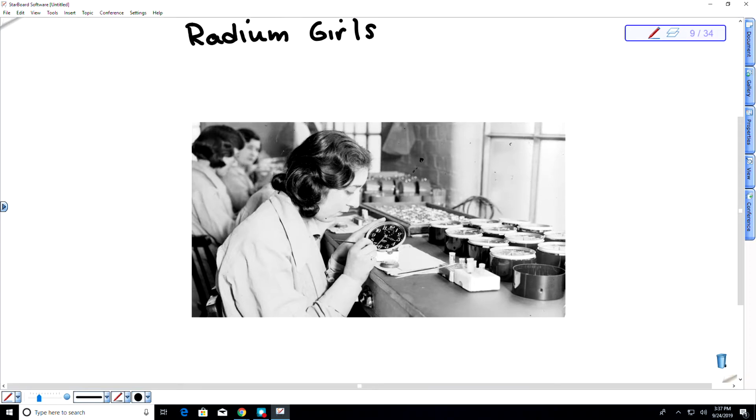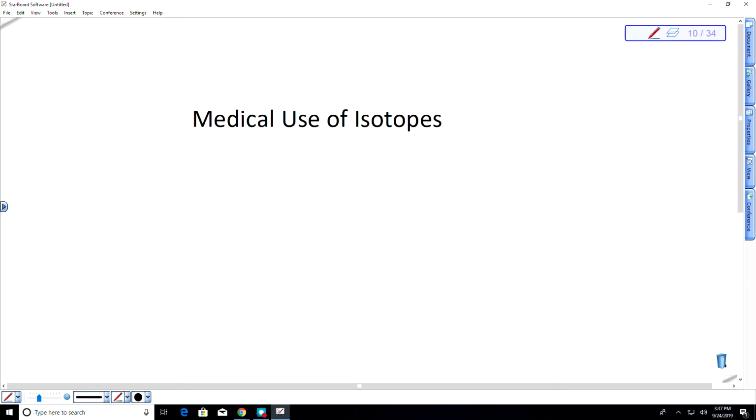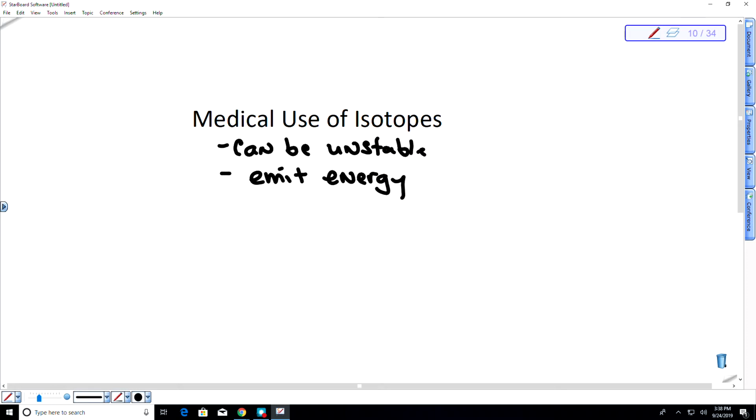Okay, so if we look at how isotopes are used medically, isotopes generally are unstable and they emit energy. So what you could do is you could label molecules with a radioactive isotope, and sometimes this is what is referred to as nuclear medicine because it has to do with the nucleus of these atoms.